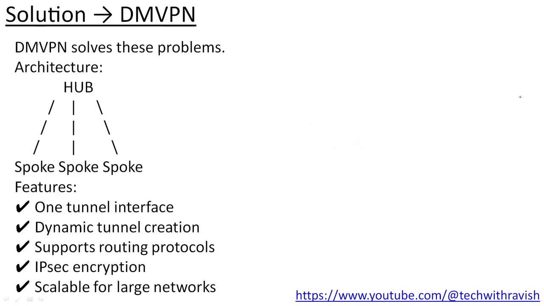What is the solution to all of these problems? The solution is the dynamic multi-point VPN, DMVPN. Because in the case of dynamic multi-point VPN, only one tunnel interface is required on the source side and the dynamic tunnels can be created. We can create as many tunnels as possible on the destination side. Also, it by default supports the dynamic routing protocol. This means multicast.